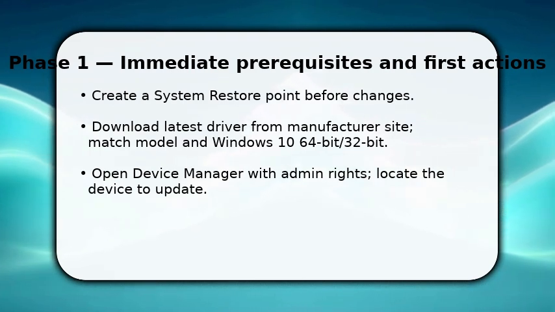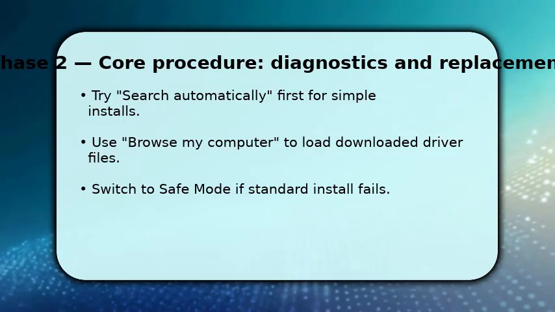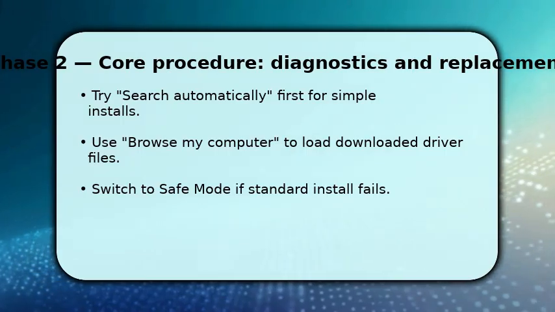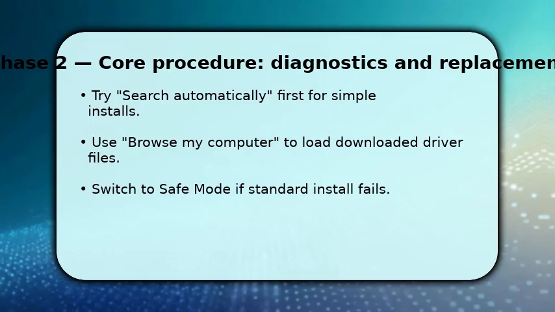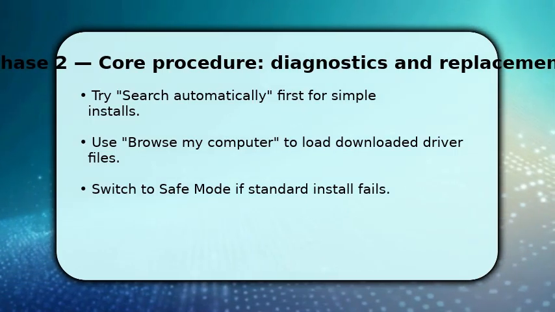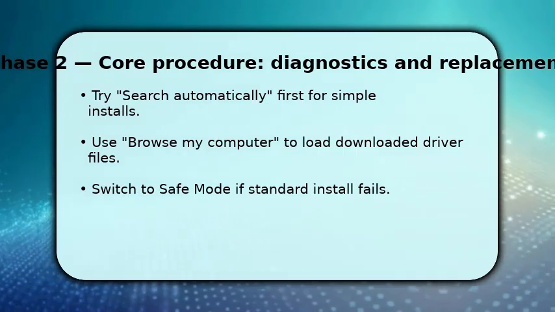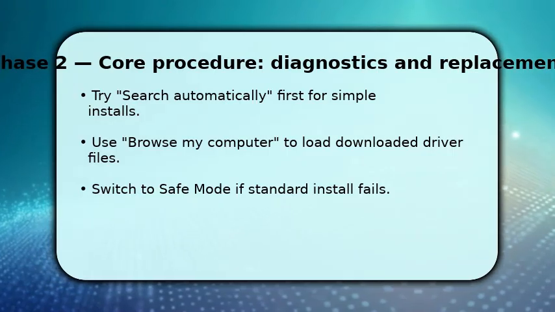Select Update Driver, then try Search automatically so Windows checks Windows Update and built-in drivers. If you downloaded a vendor package, pick Browse My Computer and point to the extracted folder. Use the INF file if present, and confirm prompts. Once done, review driver details in Properties to ensure the version and date match the download.